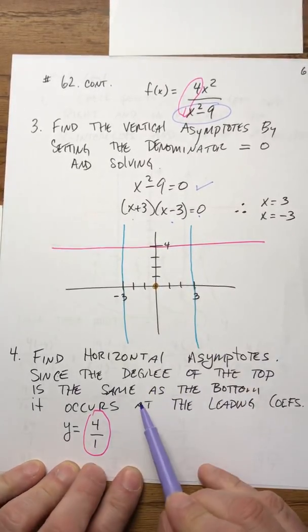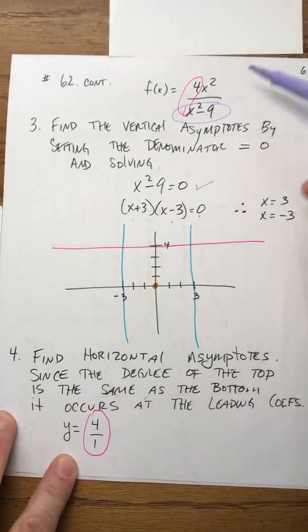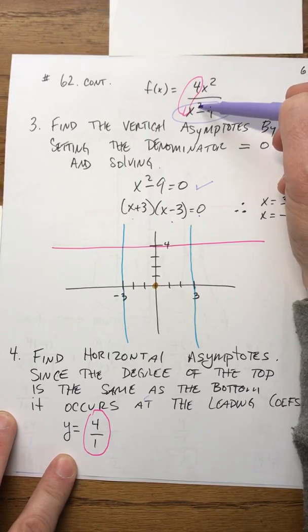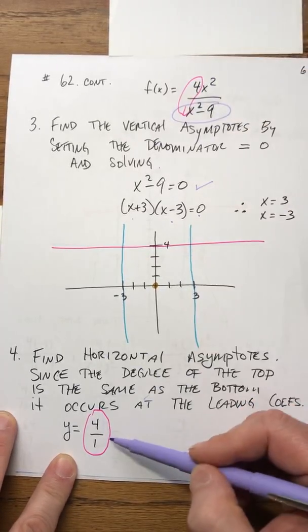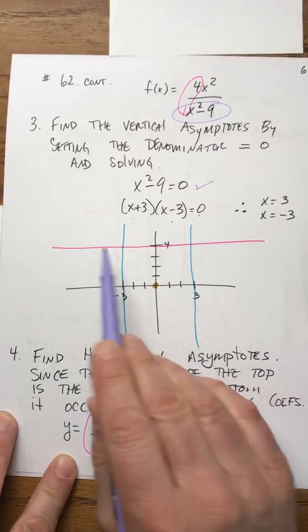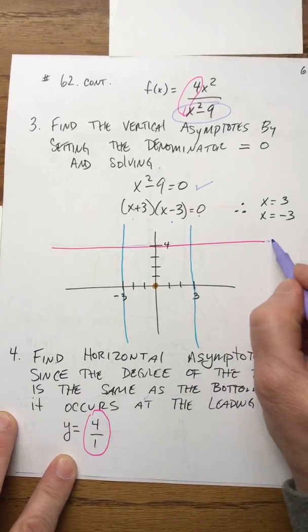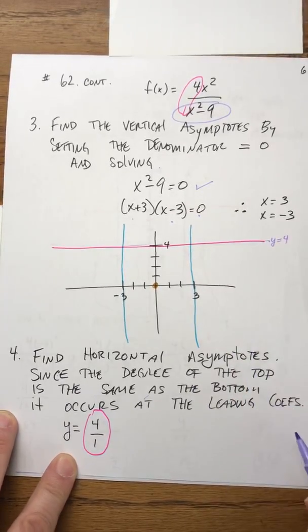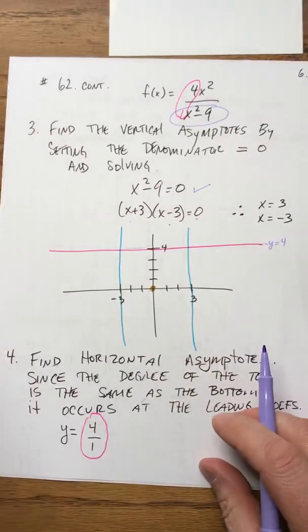Step 4 would be to find the horizontal asymptotes. Since the degree on the top and the degree on the bottom are the same, it occurs at the ratio of the leading coefficients, which is 4 over 1. So at 4 over 1, or just y equals 4, right there, this y equals 4 is going to be our horizontal asymptote. That means our graph is hugging these somehow, up here or down there.